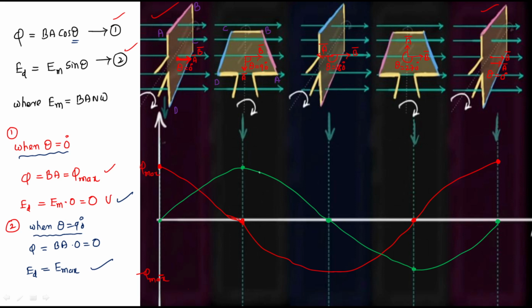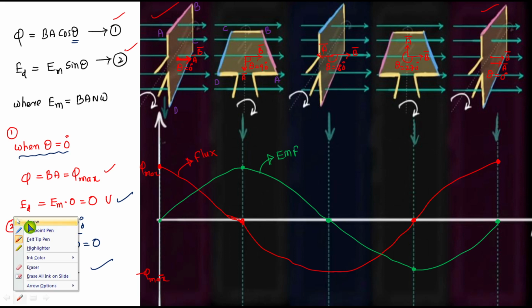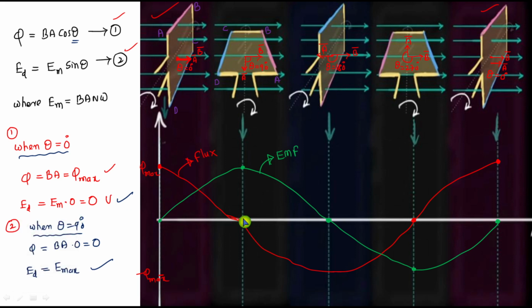So this is the graph for EMF. Like that, this red color marker is the graph for flux. See, when the flux is at maximum position, the EMF induced is 0. When the flux is at 0 position, we have maximum EMF. So when theta is equal to 180, we have 0 EMF, but we have maximum flux in the reverse direction. The basic reason behind this is nothing but the concept of Lenz's law.